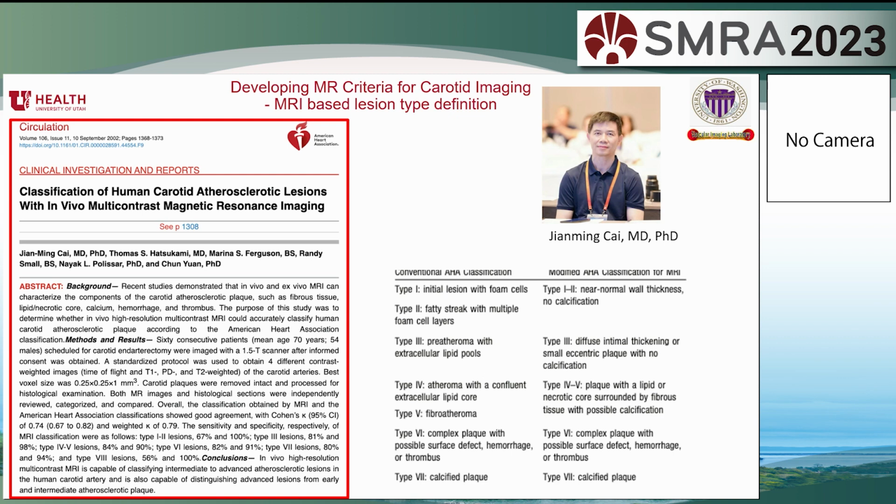And then from there, we started another work, done by Jianming Cai, who was a fellow in our lab at the time, looking into whether we can use AHA's lesion definition translated into an MRI-based definition of lesion types. This was another paper we published early in Circulation, looking into defining lesions based on MRI, but with a so-called histologically validated lesion type definition.